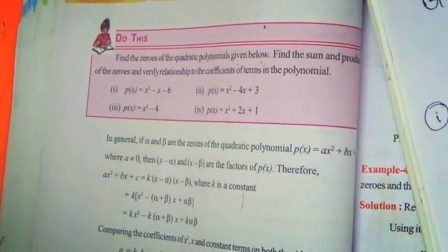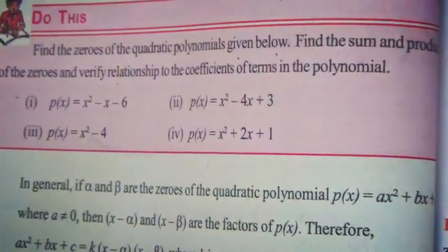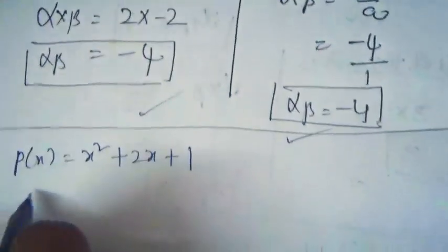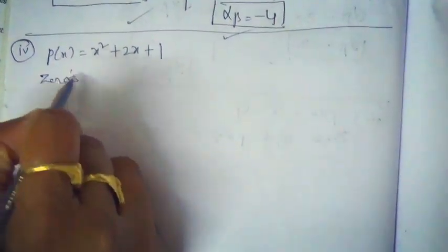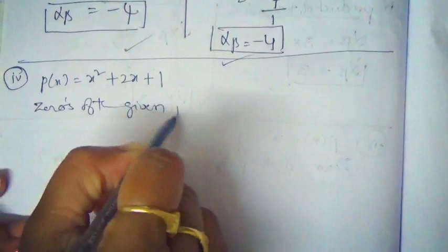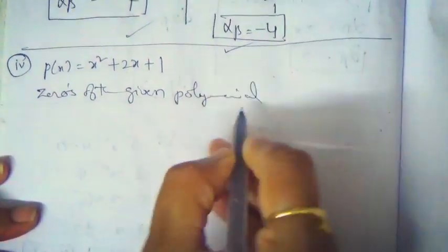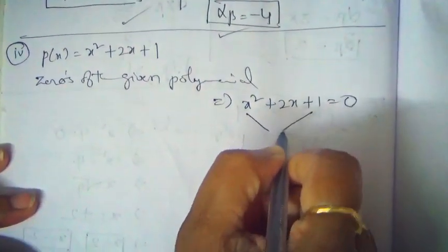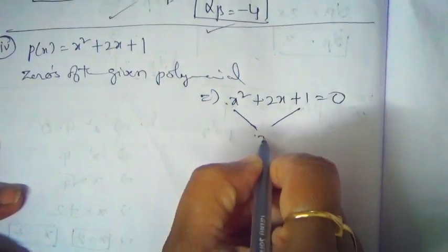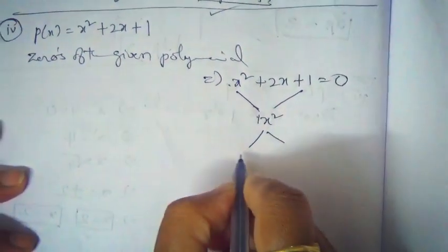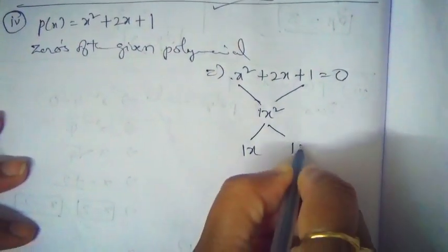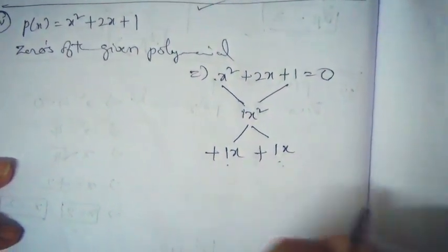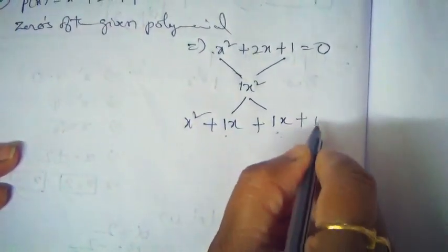The next sum, that is the fourth sum, p of x is equal to x square plus 2x plus 1. Here, we find the zeros of the given polynomial. That implies x square plus 2x plus 1 is equal to 0. Do the factorization. Plus 2x means you have to add these two terms. x square plus x plus x plus 1 is equal to 0.